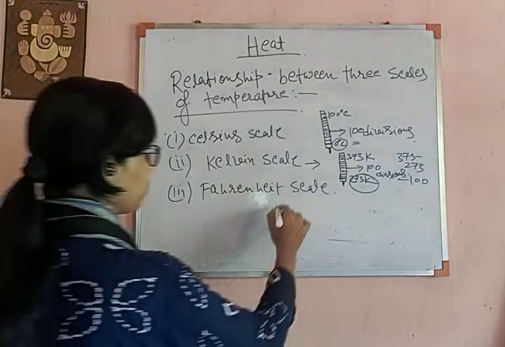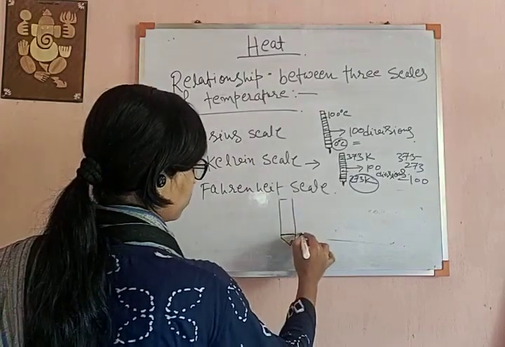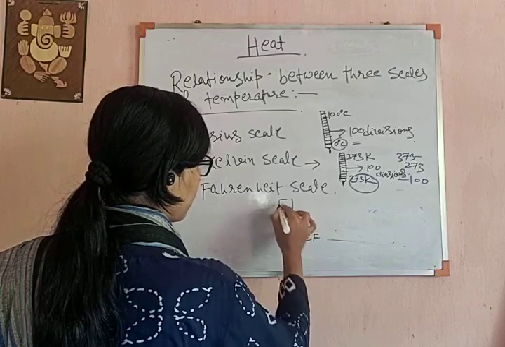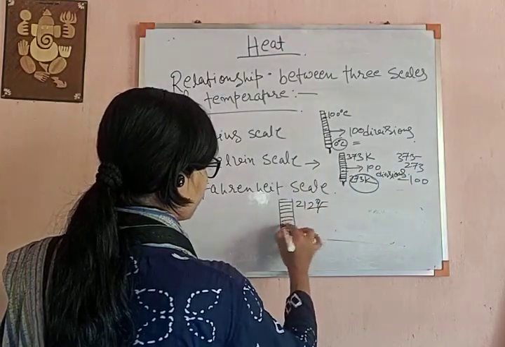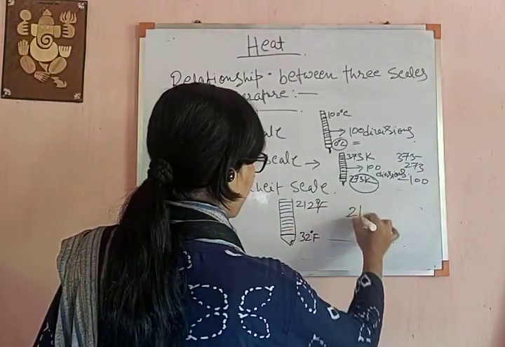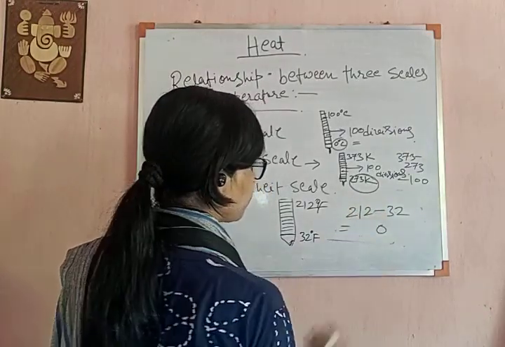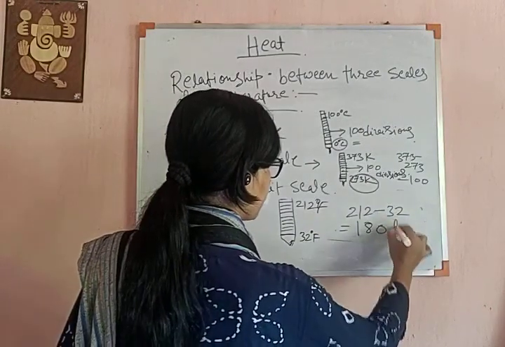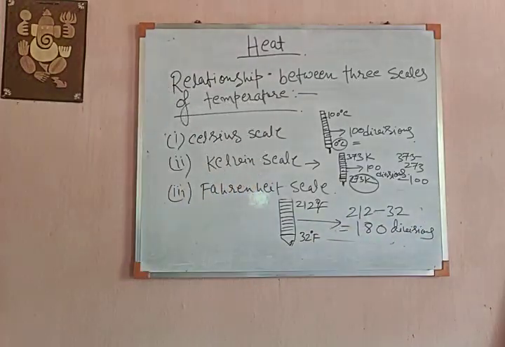And in Fahrenheit scale, the scale starts from 32 degrees Fahrenheit and ends at 212 degrees Fahrenheit. So how many divisions are there? Subtract 32 from 212, and it is 180 divisions. So Fahrenheit scale is fully different from Celsius and Kelvin scale according to the number of divisions. We will discuss how to correlate between Celsius, Kelvin and Fahrenheit scales.